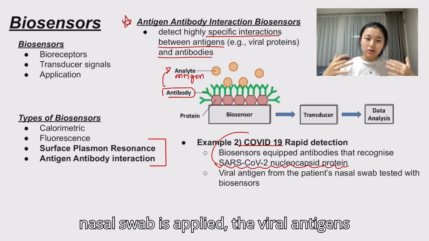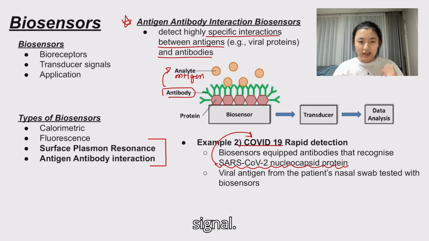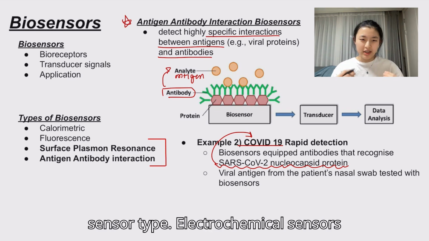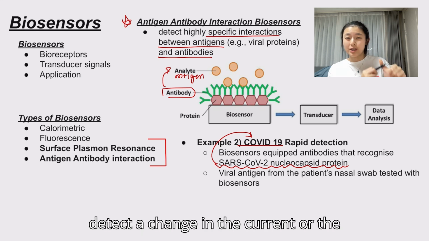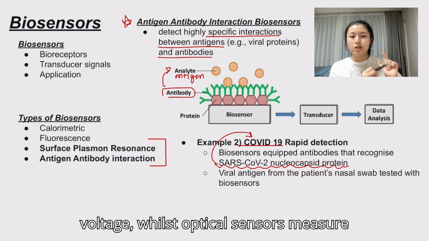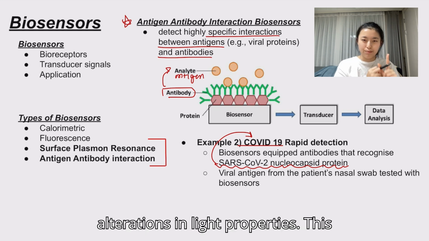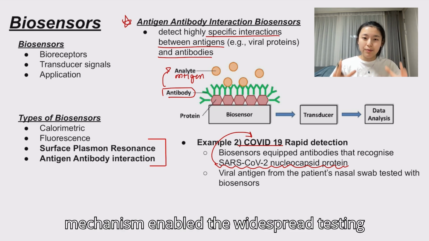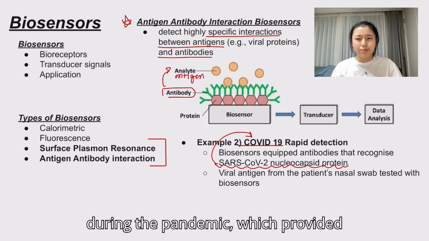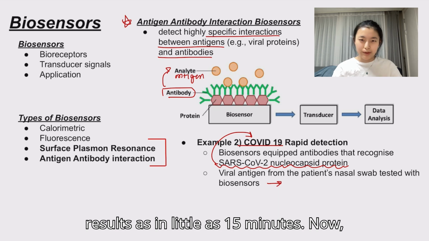When a patient's nasal swab is applied, the viral antigens bind to the antibodies, which generates a signal. And this really again depends on the sensor type. Electrochemical sensors detect a change in the current or the voltage, whilst optical sensors measure alterations in light properties. This mechanism enabled the widespread testing during the pandemic, which provided results in as little as 15 minutes.